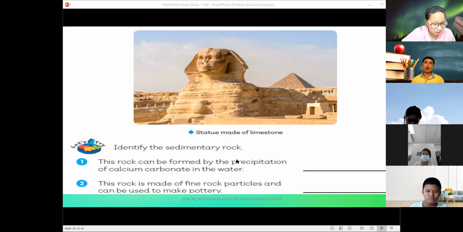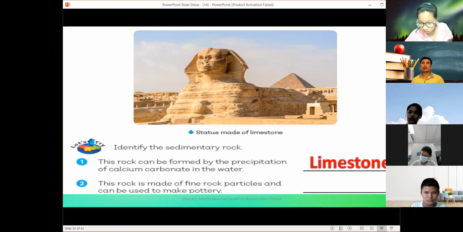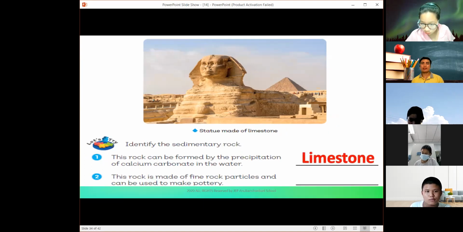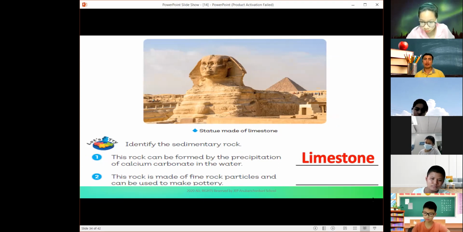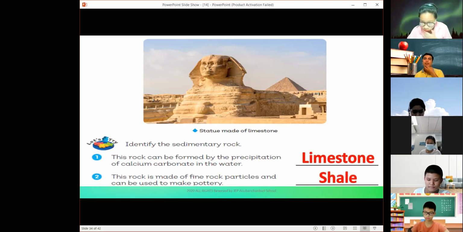This rock can be formed by the precipitation of calcium carbonate in the water. What do you think is the answer, Jirayu? Limestone. Correct. Very good, Jirayu. Next question. This rock is made of fine rock particles and can be used to make pottery. What is your answer, Don Raporn? Shale. Correct. Good job, everybody.